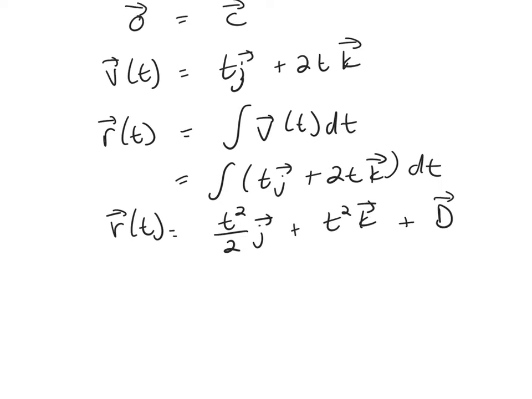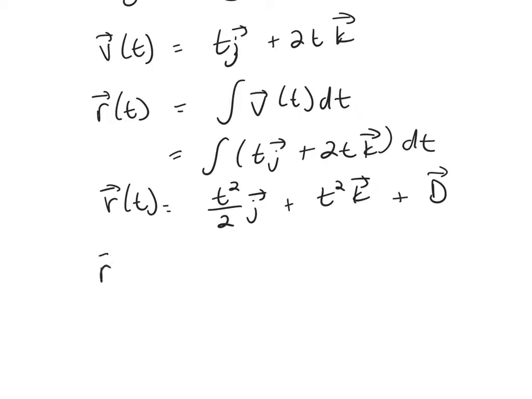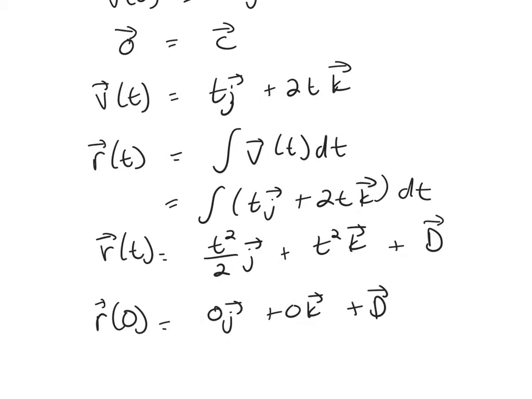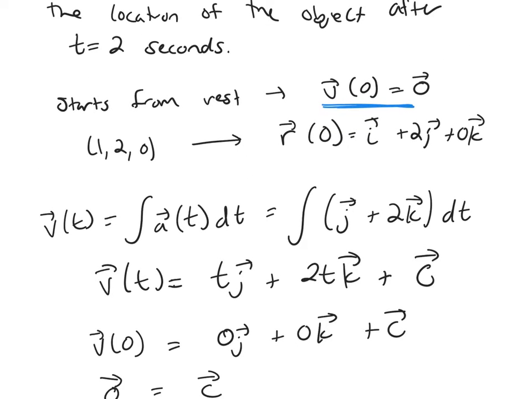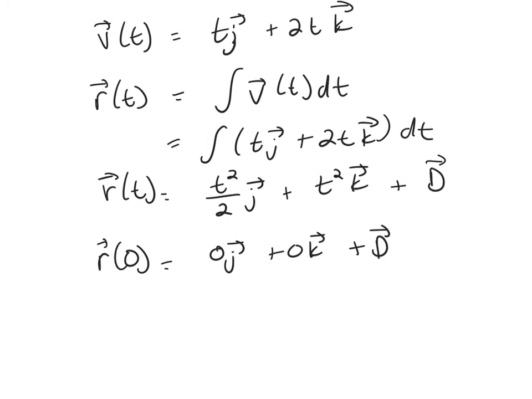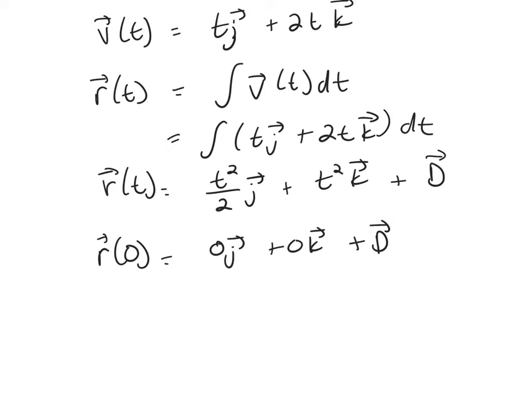So here's where I need to use my initial conditions again. Plug in t equals 0. You'll get 0j plus 0k plus d. If you go back up to our initial conditions, what did I know about r of 0? It's right here. It's i plus 2j. So i plus 2j is equal to the vector d.